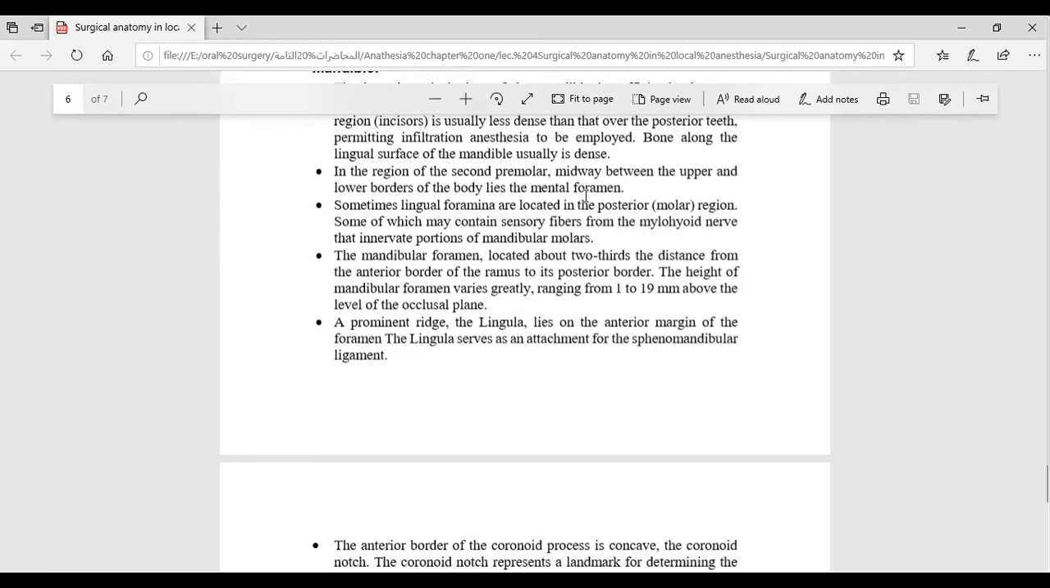Mental foramen, which as we mentioned gives us the mental nerve, the continuity of the inferior alveolar nerve. This is anatomy so we know exactly where the mental foramen is, which is usually at the root apex of the second premolar, midway between the upper and the lower border of the body of the mandible. Sometimes, this is a note, lingual foramen are located in the posterior molar region.